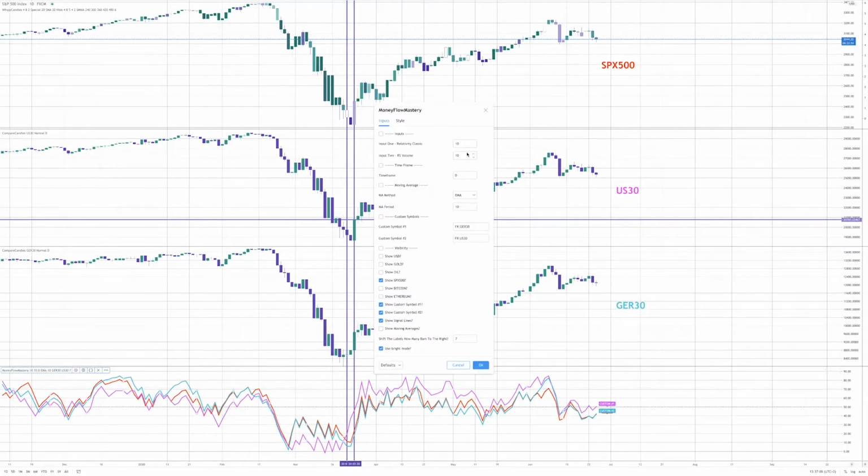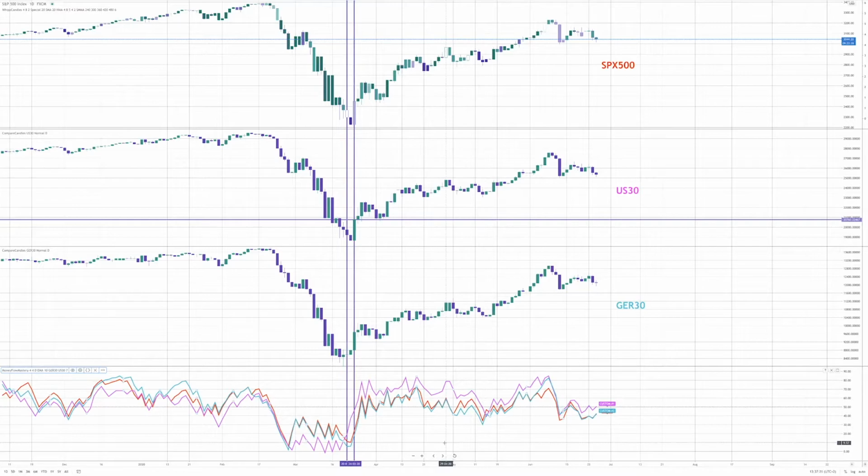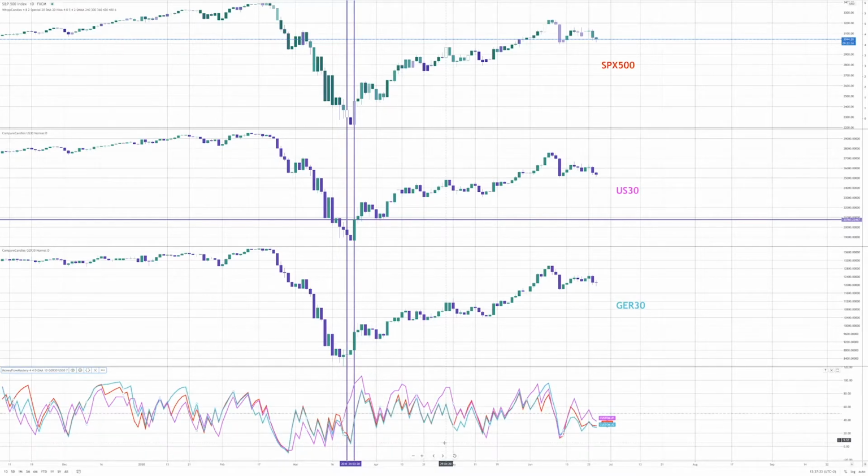Let's go back down to a 4 and a 4. Again, it's the fuchsia that's on top, which is telling us that it's better to be really in the US 30 than anything else. Okay, and let me delete these.